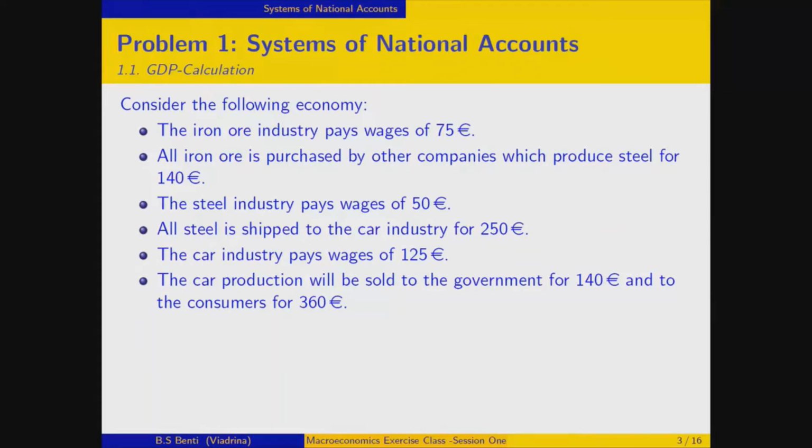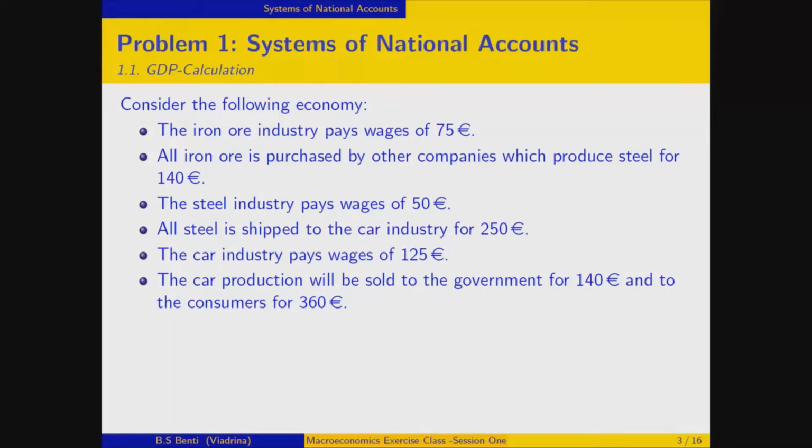These industries have their own wage structure and production structure. The iron ore industry pays a wage of 75 euros, and the iron ore industry produces iron ore to sell it to the steel industry. The value of this iron ore is 140 euros. The steel industry, which buys the iron ore from the iron ore industry, produces steel and ships this steel to the car industry for 250 euros.